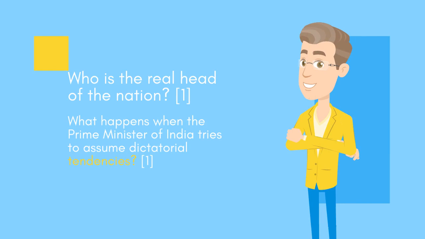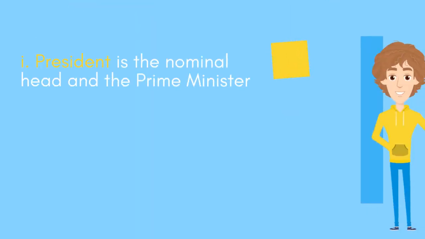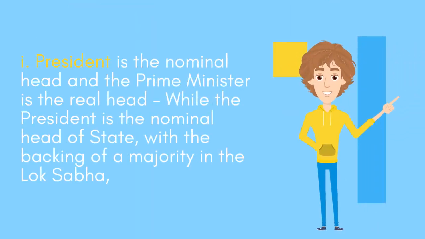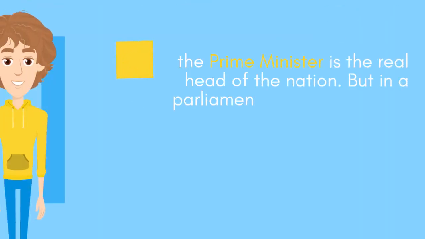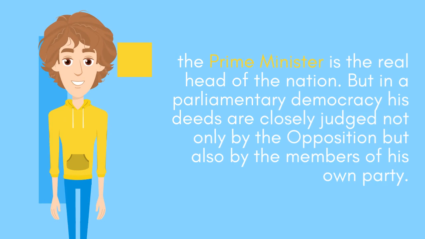What happens when the Prime Minister of India tries to assume dictatorial tendencies? The President is the nominal head of state, and the Prime Minister is the real head, with the backing of a majority in the Lok Sabha. The Prime Minister is the real head of the nation. But in a parliamentary democracy his deeds are closely judged not only by the opposition but also by the members of his own party.